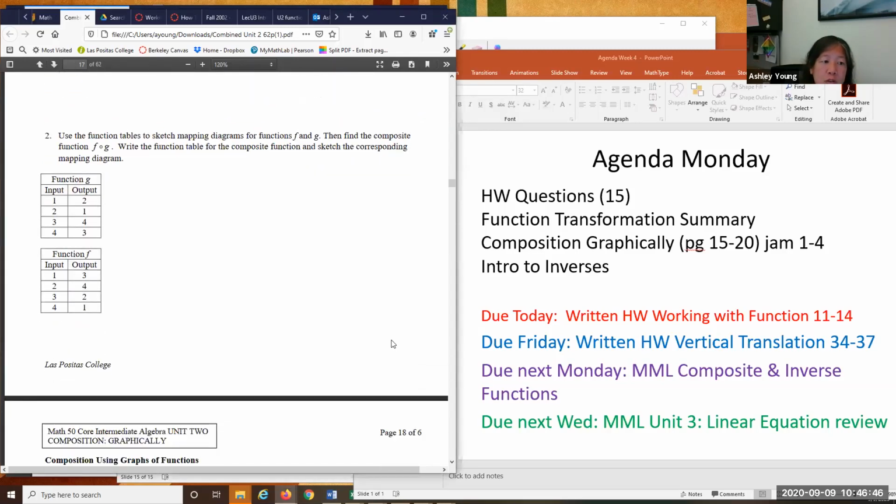All right, so now we're going to use function tables to sketch mapping diagrams for functions f and g. Find the composite function f of g. So f of g, everybody text me, what do I do first, f or g, when I do f of g? Do I do g first or f first? Half are correct, half are not correct. More are incorrect than are correct.